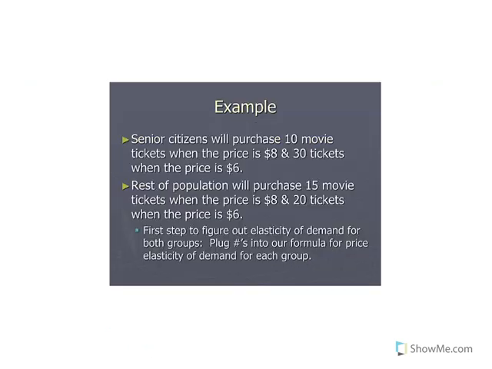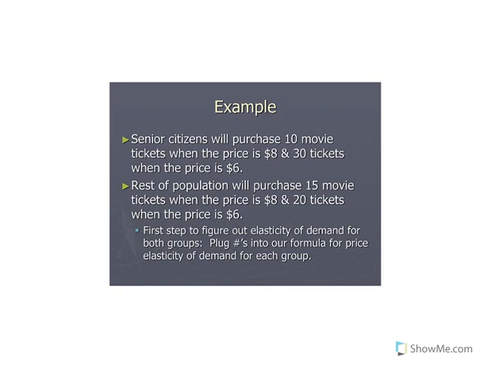So again, let's walk through an example to see how price discrimination would actually play out in the market. Let's say, for example, a local movie theater starts to track the ticket prices and corresponding quantities that are purchased. Let's say they realize that the average senior citizens will purchase 10 movie tickets when the price is $8, and they'll purchase 30 tickets when the price is lowered to $6. And then they do the same price changes for the rest of the population, and they find that they'll purchase 15 tickets when the price is $8 and 20 tickets when the price is $6.